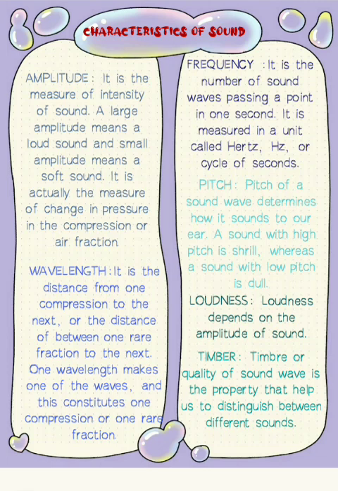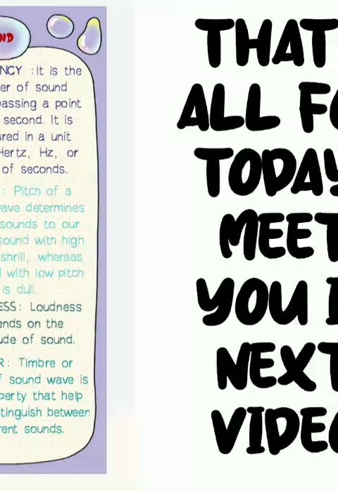Frequency. It is the number of sound waves passing a point in 1 second. It is measured in a unit called hertz, Hz, or cycles per second. Pitch. The pitch of a sound wave determines how it sounds to our ear. A sound with high pitch is shrill, whereas a sound with low pitch is dull. Loudness. Loudness depends on the amplitude of sound. Timbre. Timbre or quality of a sound wave is a property that helps us to distinguish between different sounds.